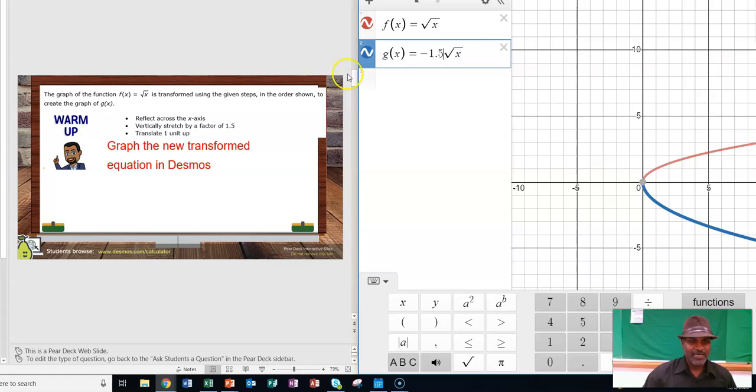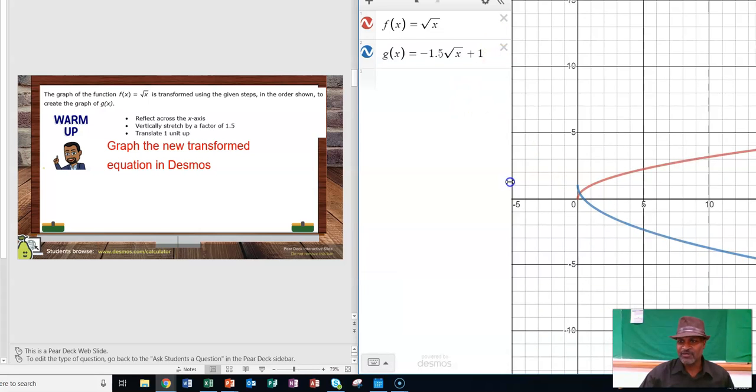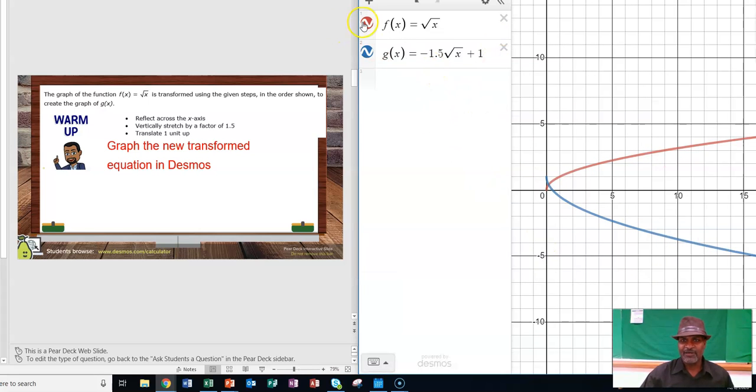And then now we want to come outside and raise the graph up 1. And that's where you get the graph. If I cut off the original function, you'll get the transformed function there. So there's the original, that's the transformed function. All right, and that's how we got started.